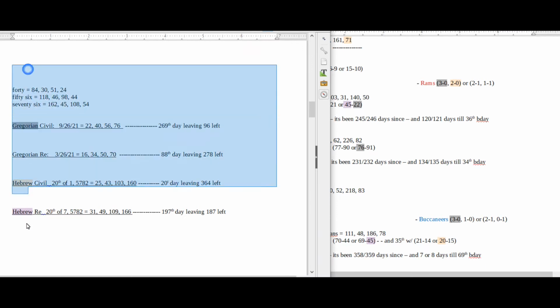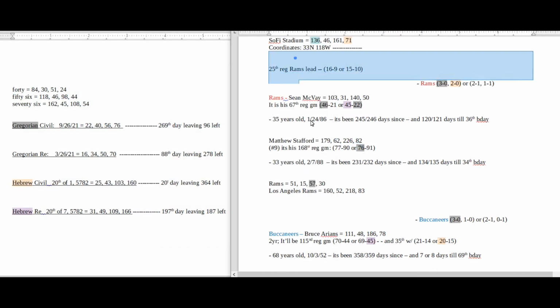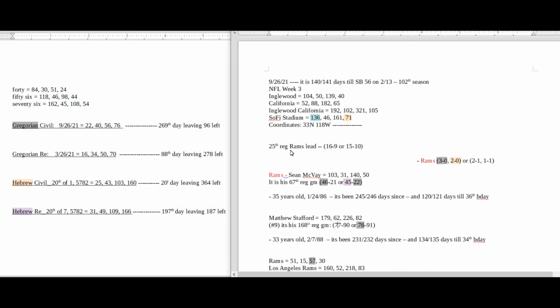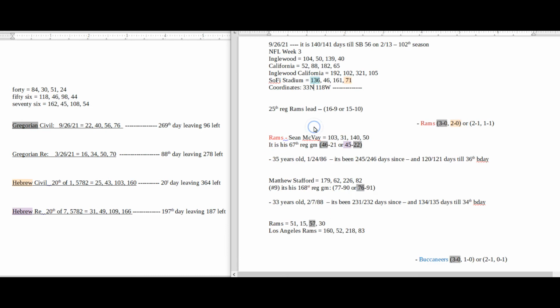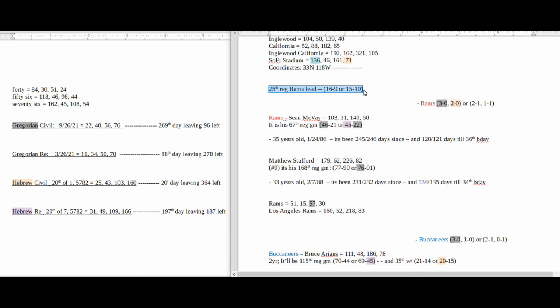So on this side of the screen is what I call my daily numbers: date numerology, Gregorian, Hebrew calendar. And then on this side of the screen is what I call my game numbers. The way that it's structured here, I have the distance to the Super Bowl up here. Just a reminder that it's week 3. Right here is the location of the game, so city, state, stadium name, coordinates. Right here is the regular season head-to-head record between the two teams.